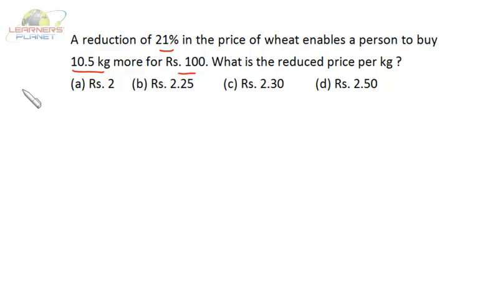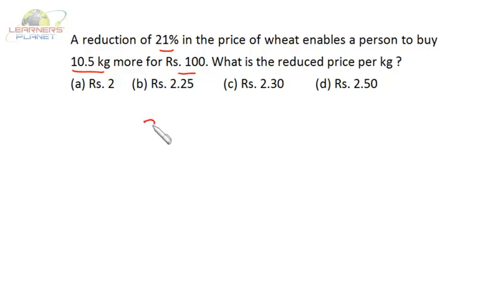Let's take one similar problem so the concept can be strengthened. A reduction of 21% in the price of wheat enables a person to buy 10.5 kilogram more for rupees 100. What is the reduced price per kilogram? Friends, here this percentage is not easily convertible into a fraction. So let's go for the algebraic method, which will be very easy.